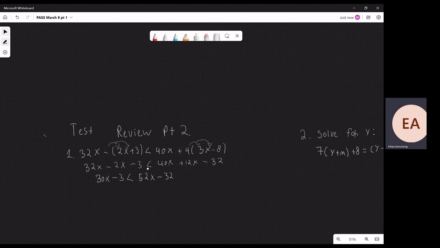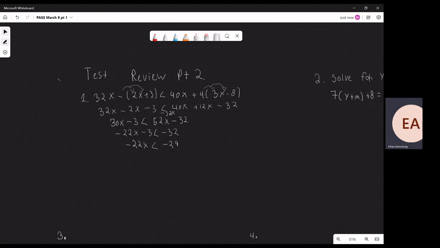So I'm going to subtract 52x. You could also subtract 30x. It's up to you. And that'll give us negative 22x minus 3 is less than negative 32. And now we just have to add that 3 over. So we have negative 22x is less than negative 32 plus 3, which is negative 29.